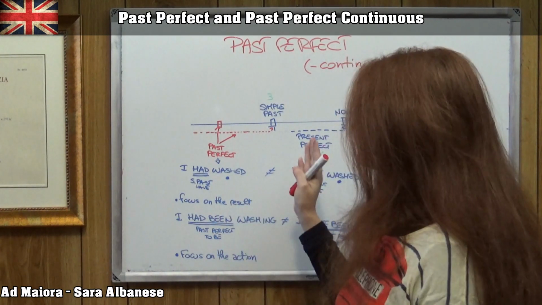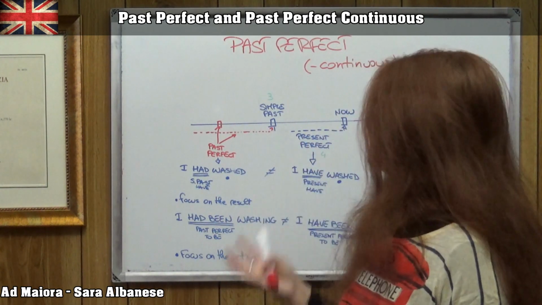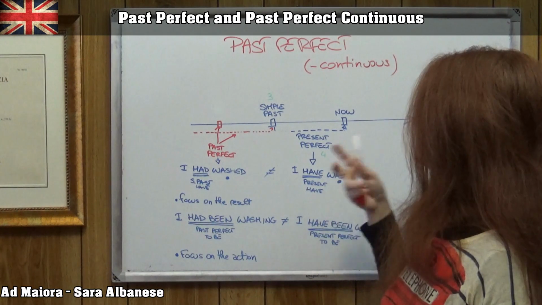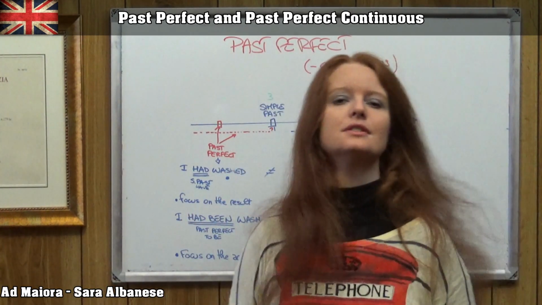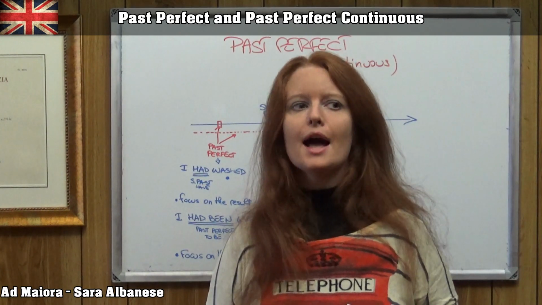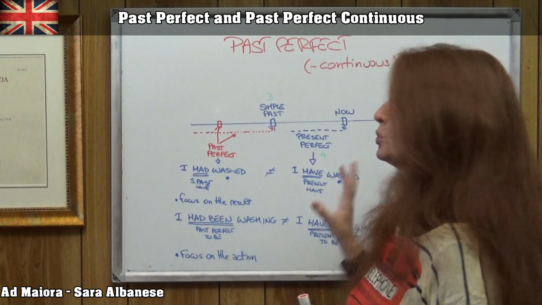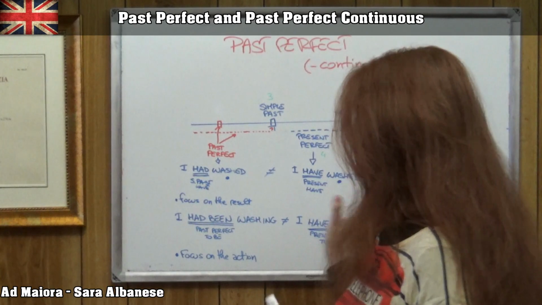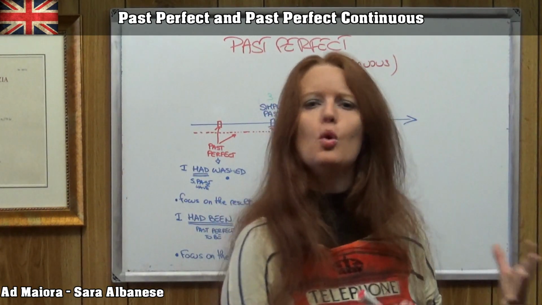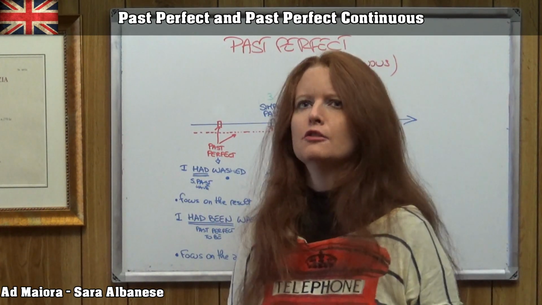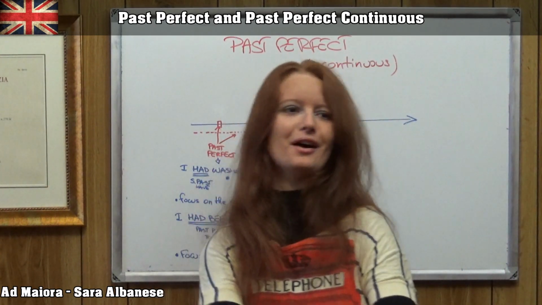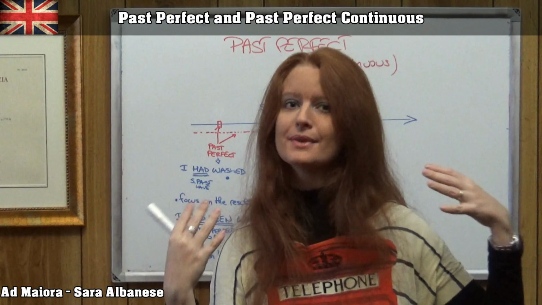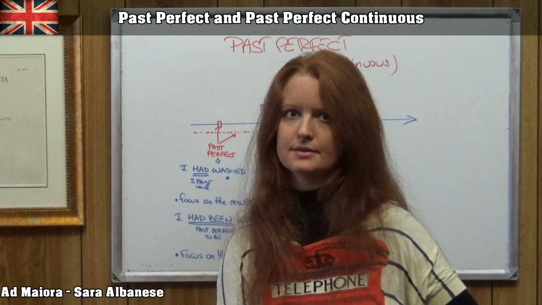So let's make an example here with the verb to wash. Since I've written this verb here, let's start with what we already know, with the present perfect. So I have washed my car for 3 hours and now it's clean. Look at my car, it's shining. I'm expressing the present consequence.